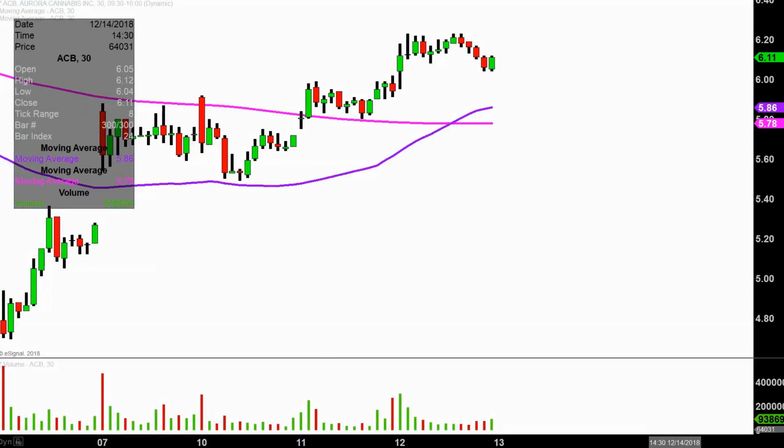Real quick, what do I mean by 30-minute in case maybe you're new to charts? Instead of each one of these candlesticks here representing one day's worth of price action, which is what you would normally see, each one represents 30 minutes. So while this here may look like several days worth of time, it's actually today's price action broken down into 30-minute time slices.